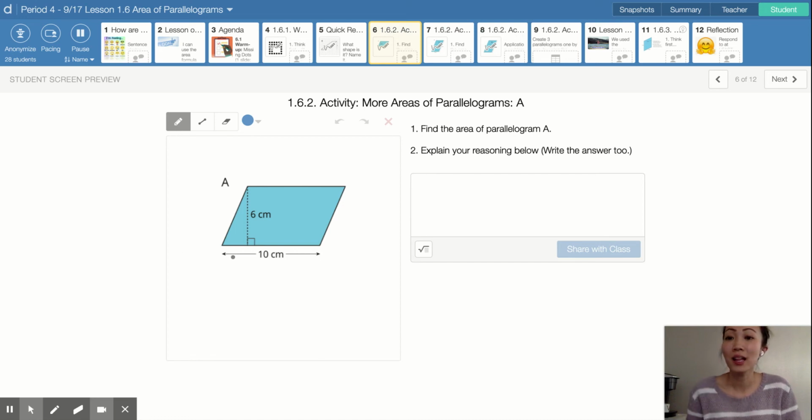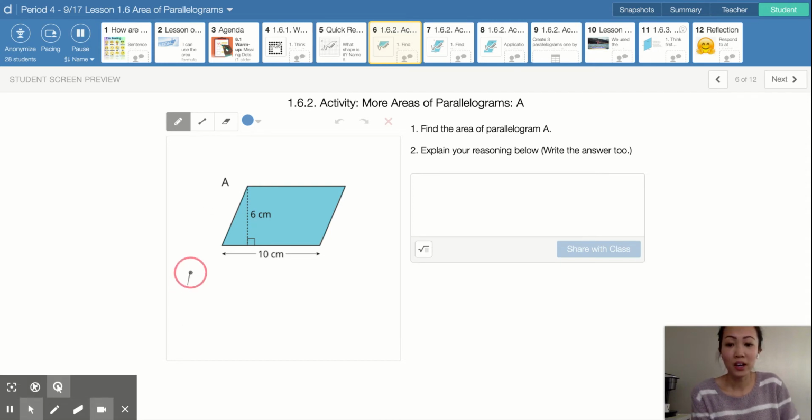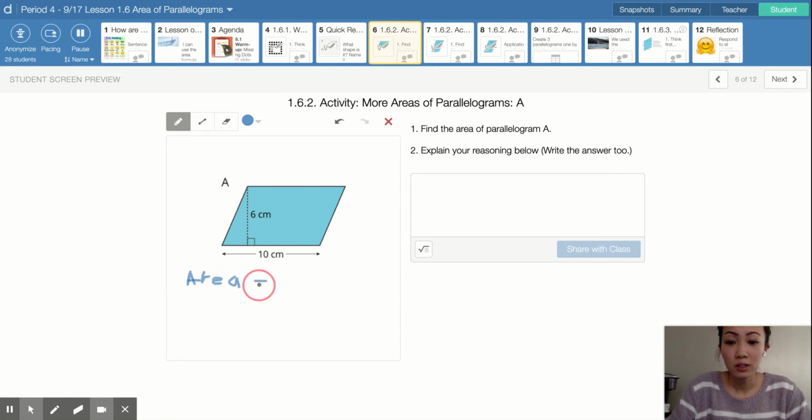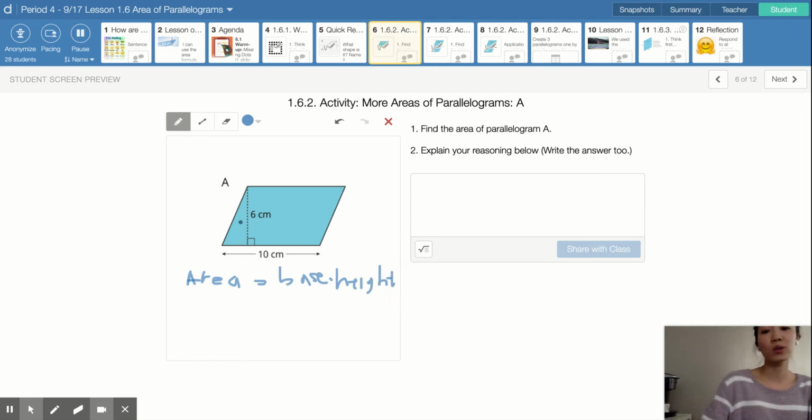Okay, so this is Unit 1, Lesson 6, Areas of a Parallelogram. I'm going to start in the middle of the lesson because we already went through the first part. So I am looking at this one. We know that the area equals base times height. All right, so I know that area equals base times height.